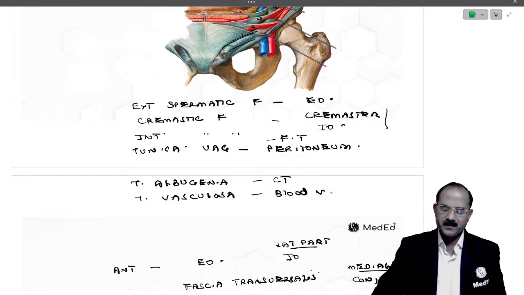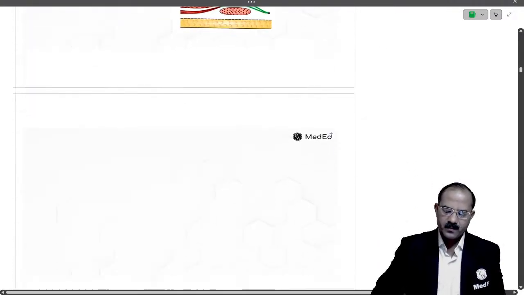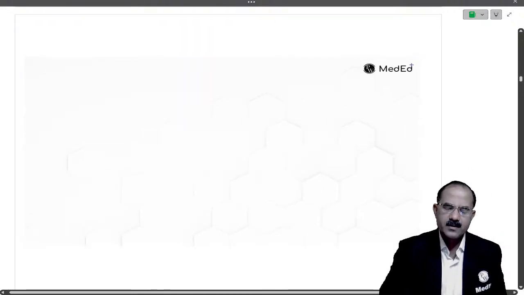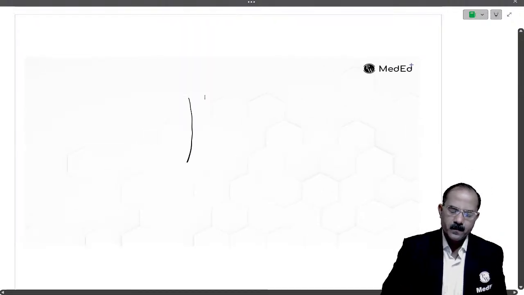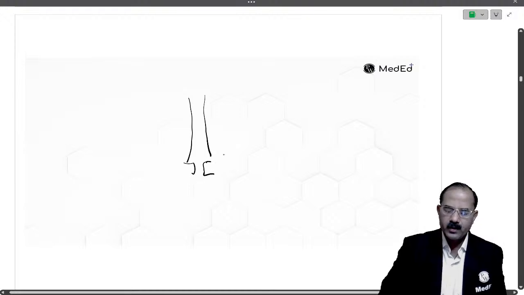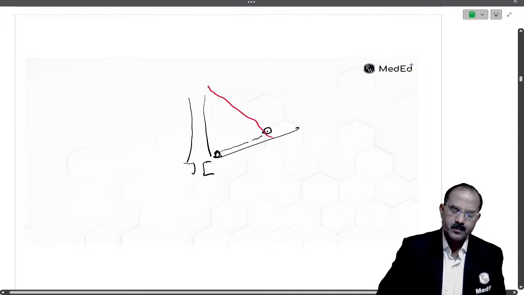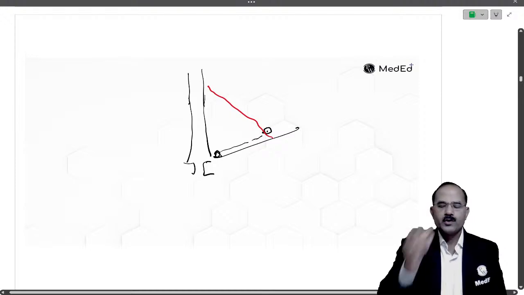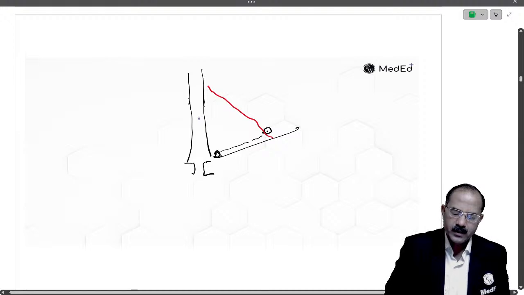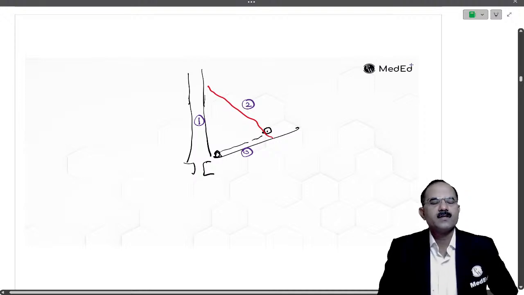Okay, just answer this quickly. What is this that I'm drawing? If you are able to answer the visuals, that means your concepts are clear. Identify this: number 1, number 2, and what is number 3?